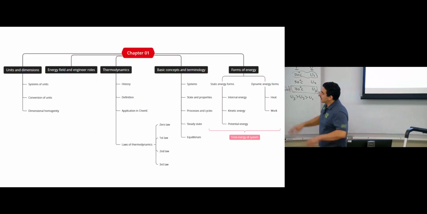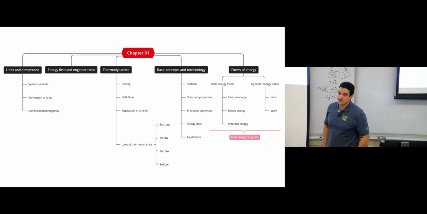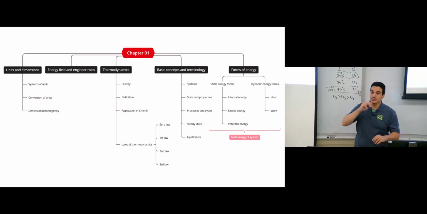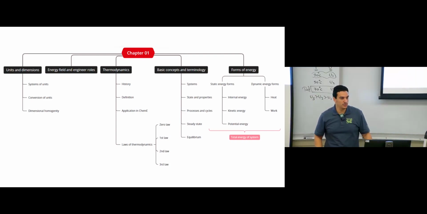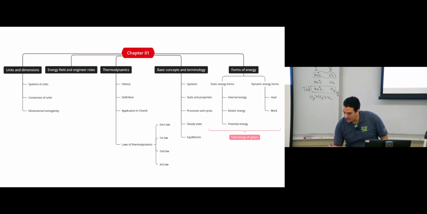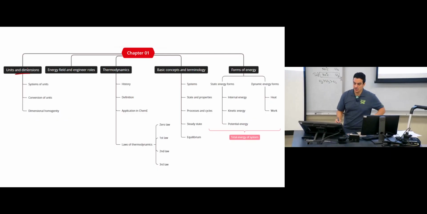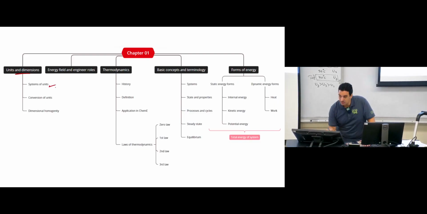So this is a summary of everything we have discussed in this chapter. Just when you're studying, keep this mind map in your mind. This chapter has just 5 topics we covered. Again, we started with units and dimensions. Here we have discussed what is meant by the system of units.